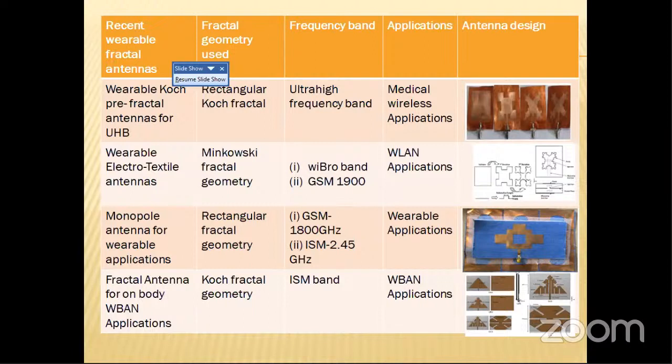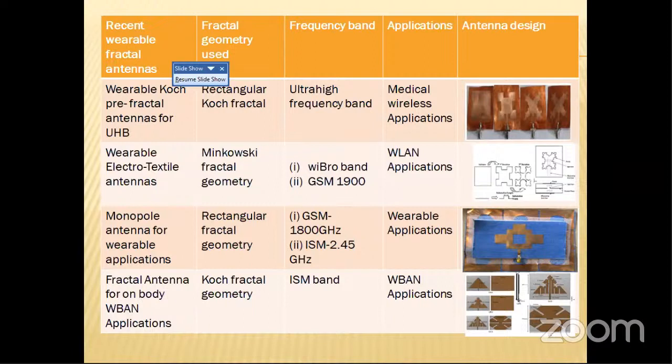The second one is the wearable electrotextile antenna. The geometry used in this wearable antenna is Minkowski fractal geometry. The frequency band used is the wireless broadband band, GSM 1900, and this antenna can be used in WLAN applications.